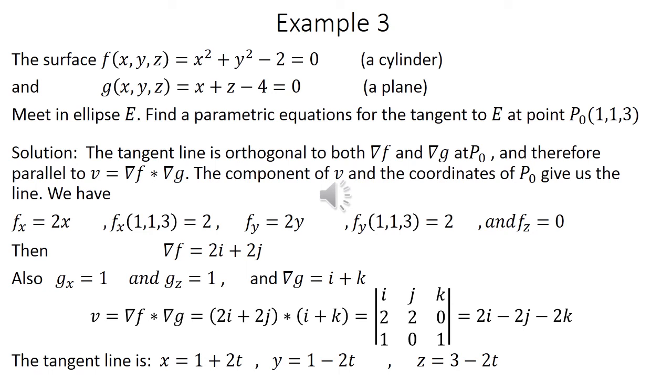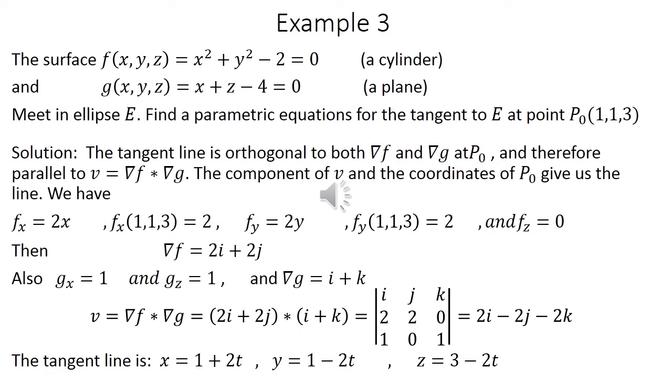We can do the same for the function g, finding the partial derivatives of g with respect to x and z. You get the partial derivative of g with respect to x equals 1, and the partial derivative of g with respect to z equals 1, and then the gradient of g equals i plus k.